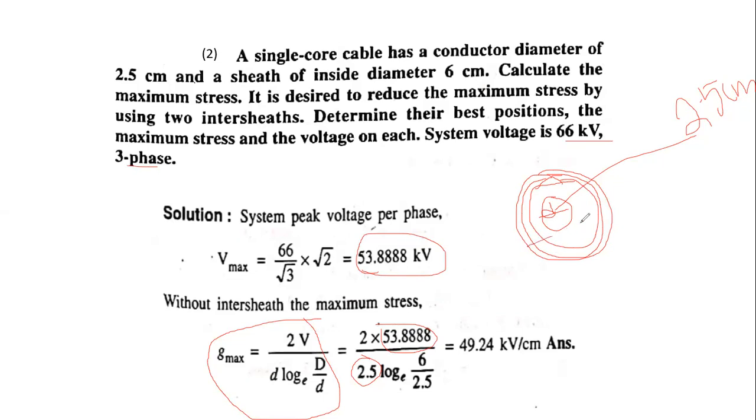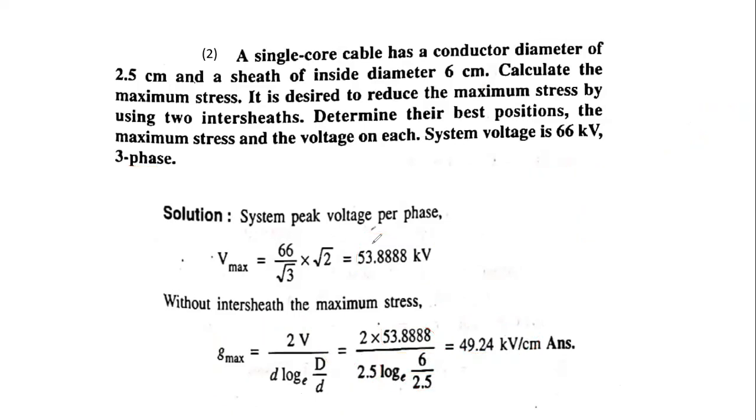What is the outer diameter? That is capital D. The outer diameter of the cable is capital D, equal to 6. So log e of 6 by 2.5. Then we obtain G max equal to 49.24 kilovolts per centimeter. This is the maximum stress.